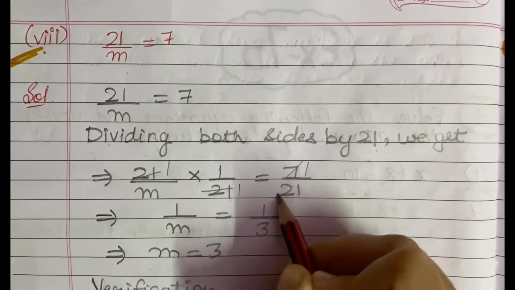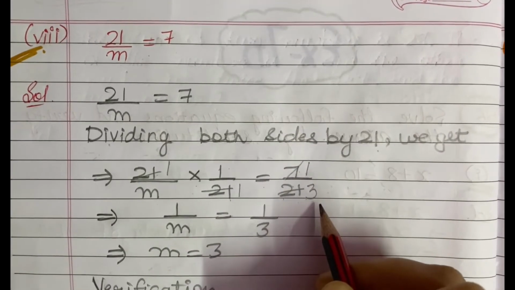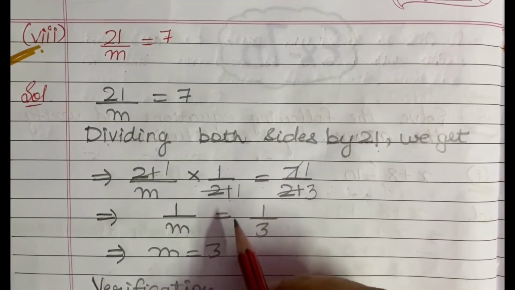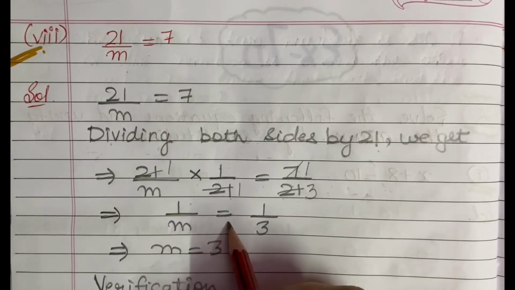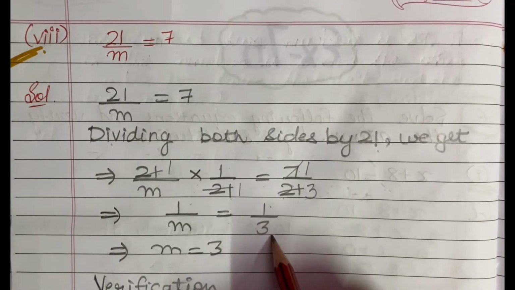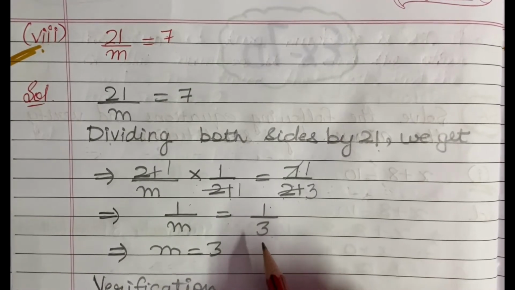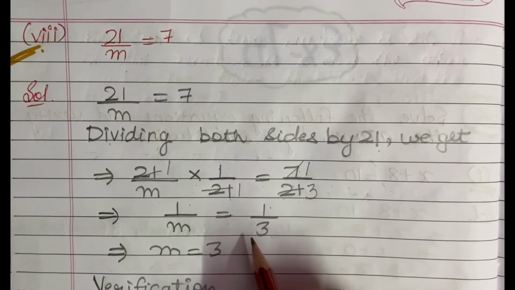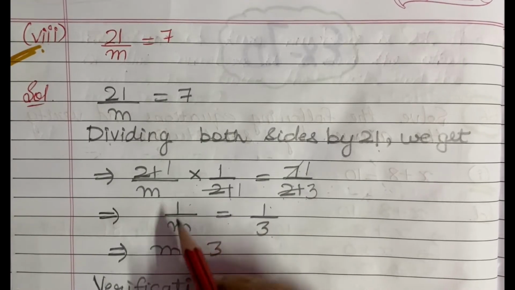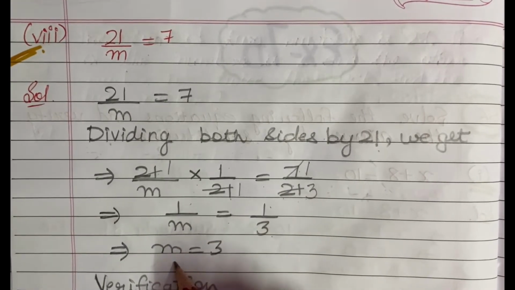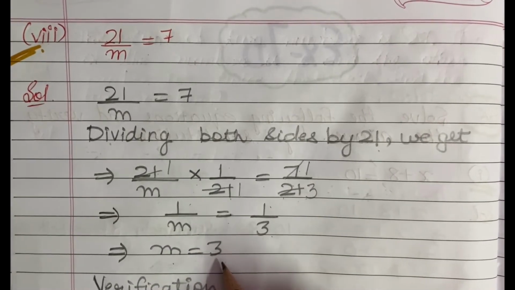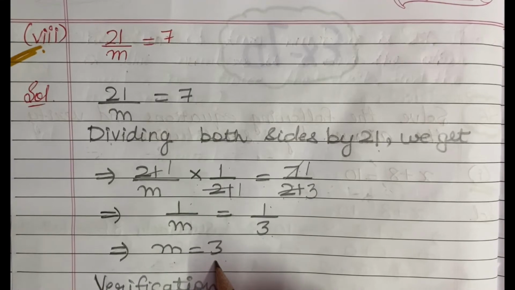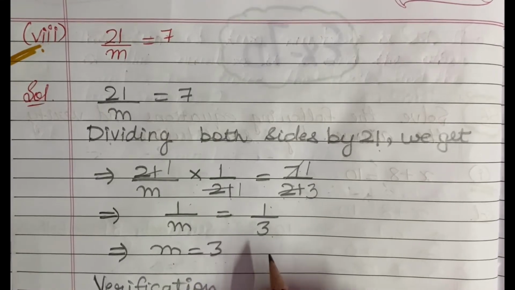7 ones are 7, 7 threes are 21, and in the next step we get 1 upon m is equal to 1 upon 3. Now we will take the reciprocal of both sides, and on doing so we will get m upon 1, that means m only, and 3 upon 1, that means 3. So this means m is equal to 3 is the solution of the equation.